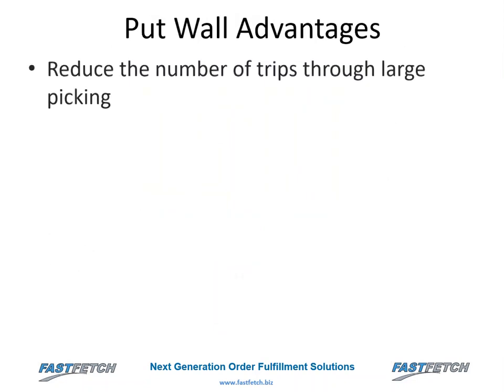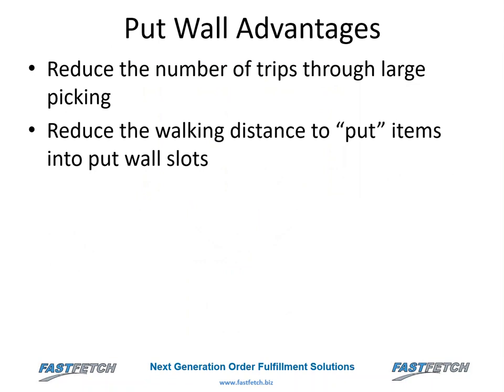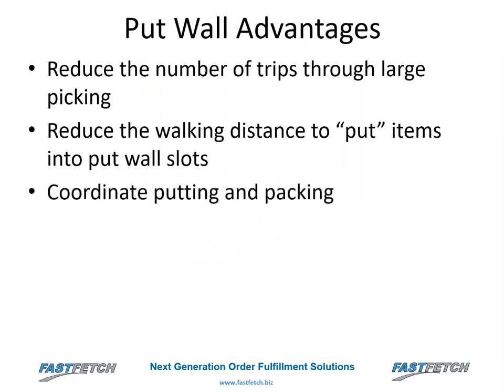Put walls reduce the number of trips through the large picking area. They reduce the walking distance to put items into put wall slots, as the distance to walk to or place items into put wall slots is only a few steps. They coordinate putting and packing, since the put wall slots are open on both ends to enable putting in one end and packing on the other end.